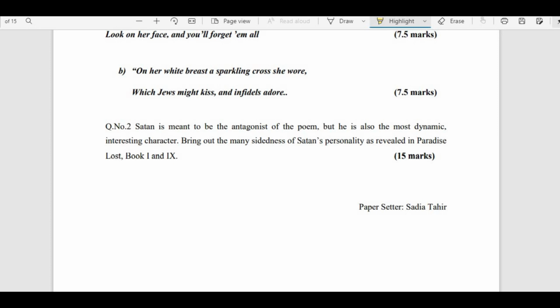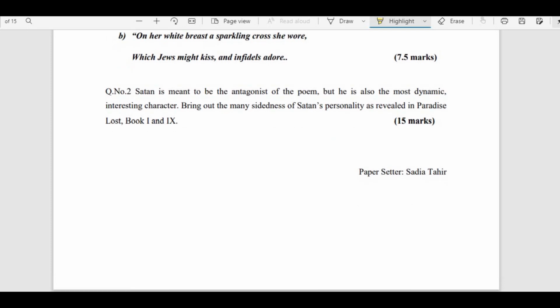And question number 2: Satan is meant to be the antagonist of the poem, but he is also the most dynamic, interesting character. Bring out the many sidedness of Satan's personality as revealed in Paradise Lost, books 1 and 9. Okay, so there are complete videos, 2 or 3, available on my channel about Satan's character, that how Satan is not the hero, who is the actual hero of Paradise Lost.